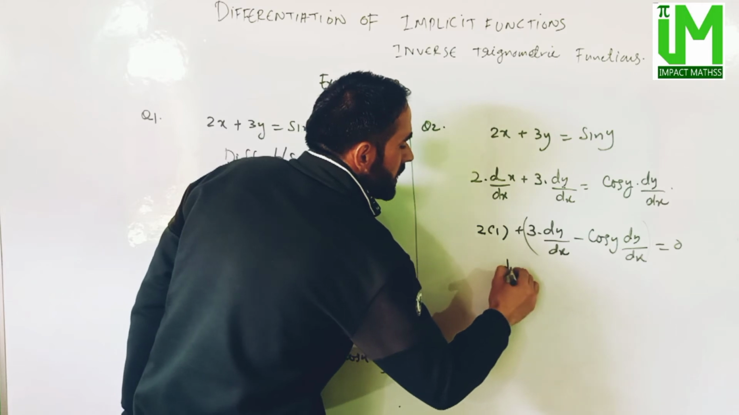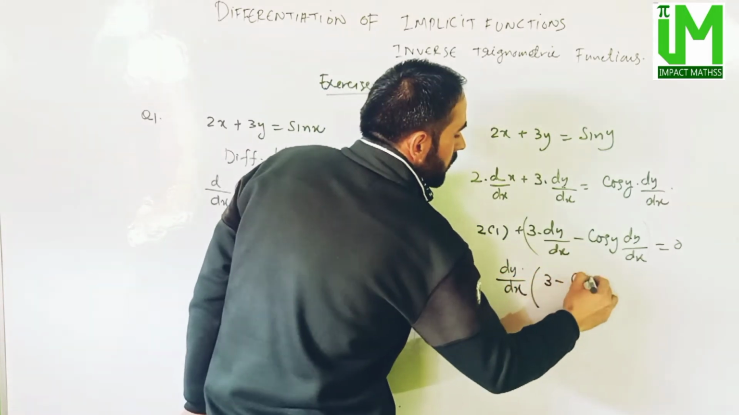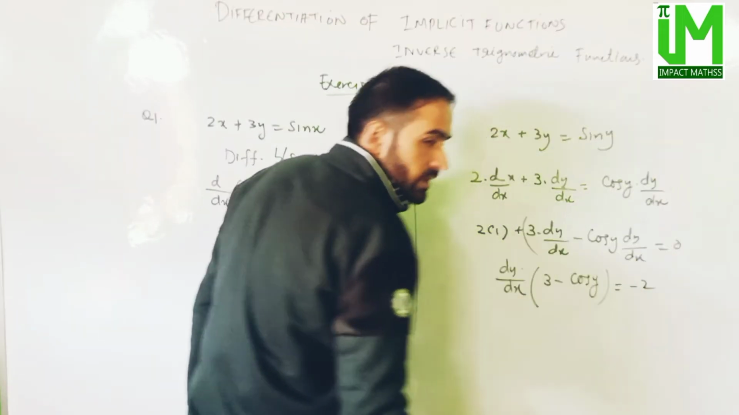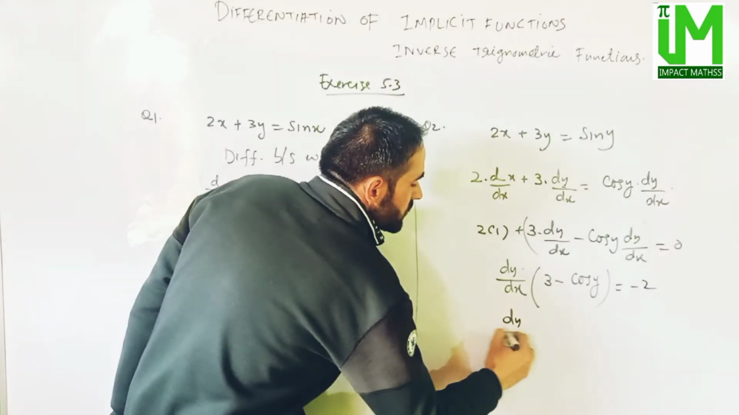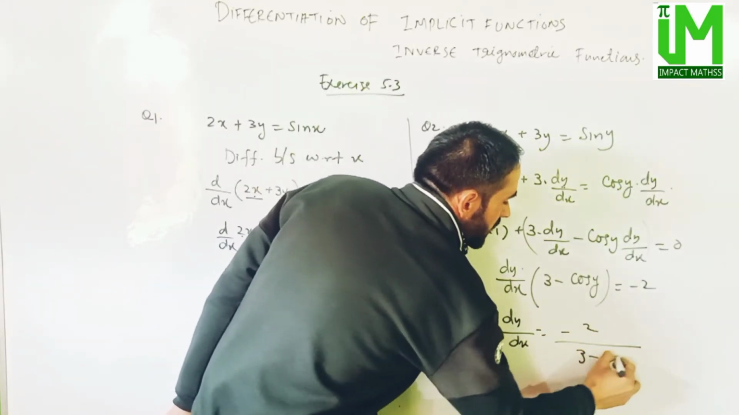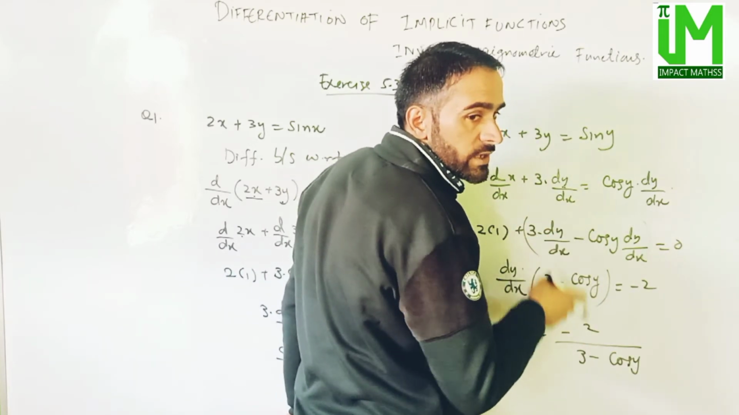So it will be dy by dx into 3 minus cos y is equal to minus 2. So which means dy by dx is equal to minus 2 divided by 3 minus cos of y.